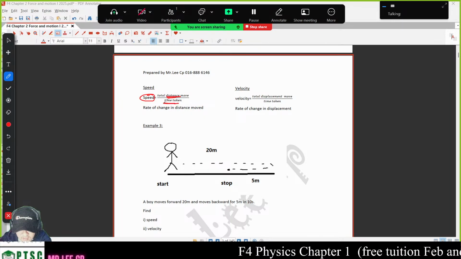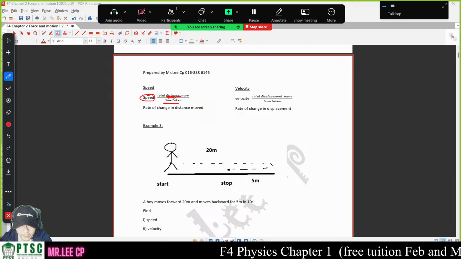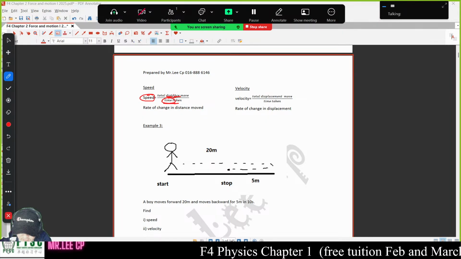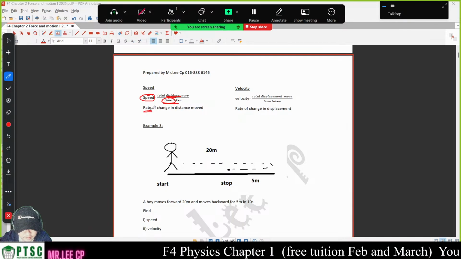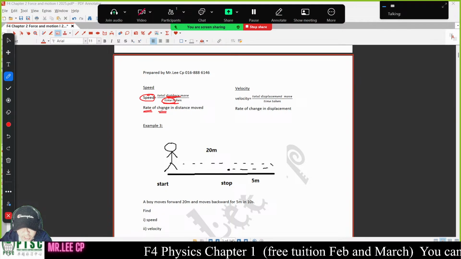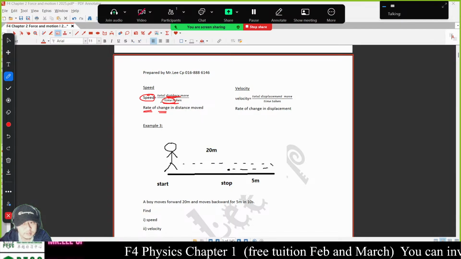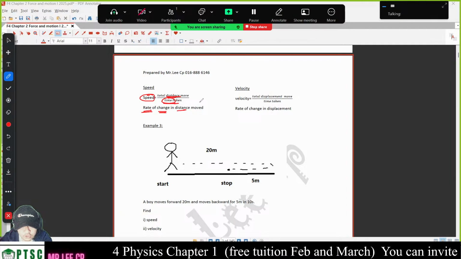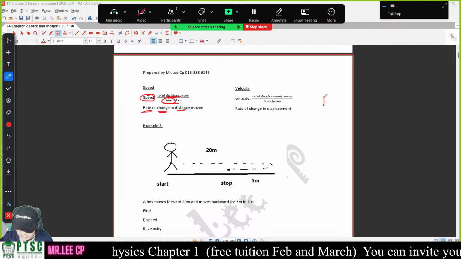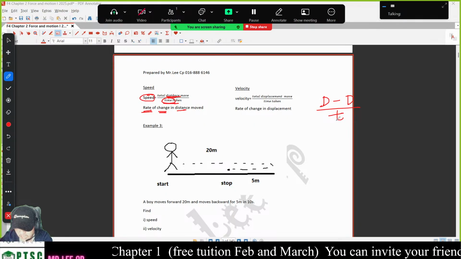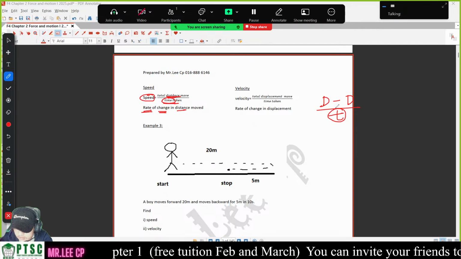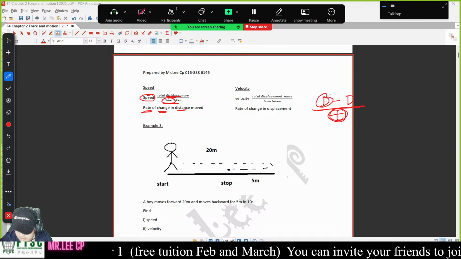Distance divided by time. When you see "divided by time" and put it into words, it will be rate. Change means minus. Rate of change in distance means initial distance minus final distance over the time. Rate divided by time is the rate of change in distance.